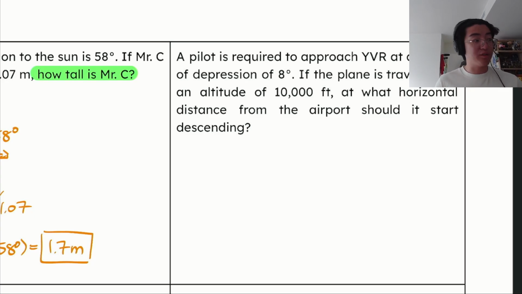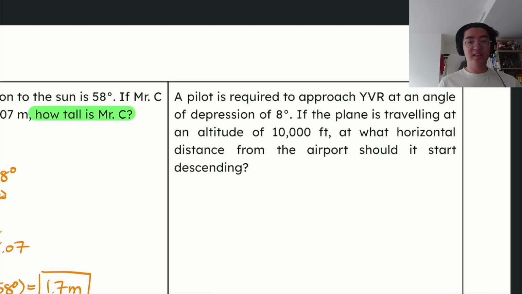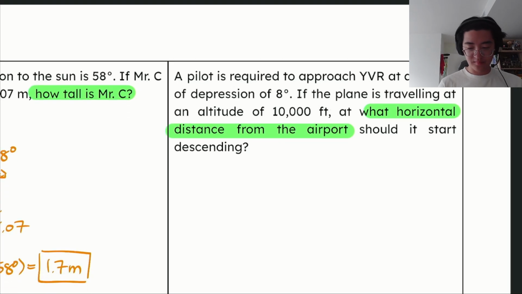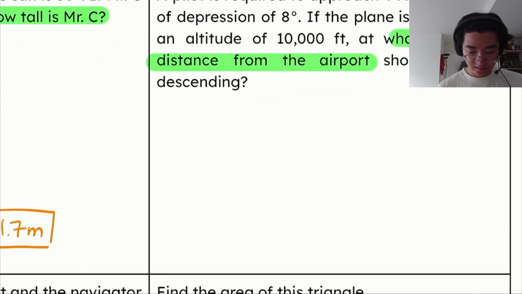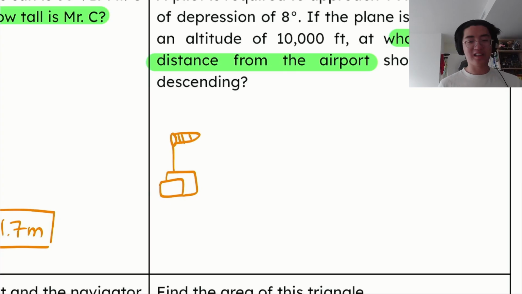So now let's try to work with angle of depression here. A pilot is required to approach YVR, that's our Vancouver Airport, at an angle of depression of 8 degrees. If the plane is traveling at 10,000 feet, what's the horizontal distance from the airport that the plane should start descending? Okay, so let's get our airport here. Oh, just a little windsock, airports have that. Sure, that's our YVR here.